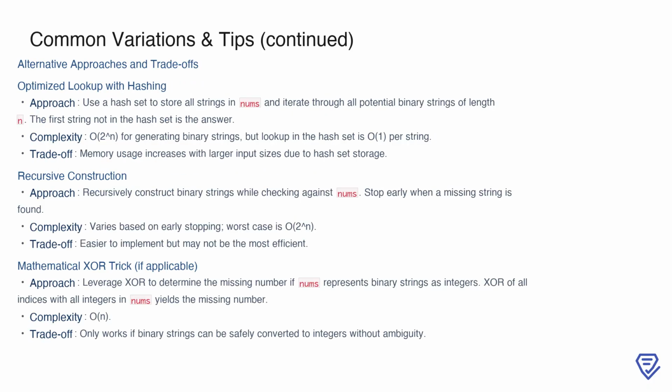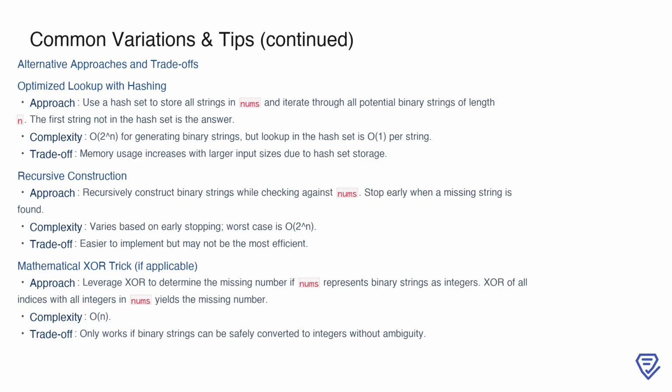Finally, let's discuss alternative approaches and their trade-offs. One optimized method is to use hashing. Here, you store all strings in nums in a hash set and iterate through potential binary strings of length n. The first string not found in the hash set is your answer. While this approach has a time complexity of 2 to the power of n for generating binary strings, hash set lookups are O(1) per string. The trade-off is increased memory usage as input sizes grow.